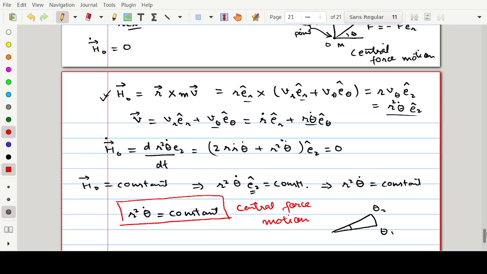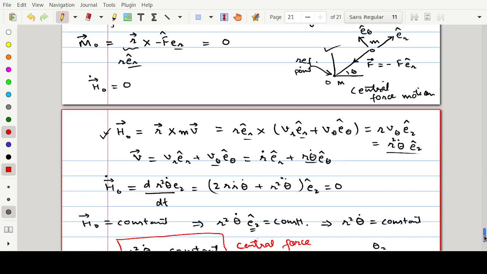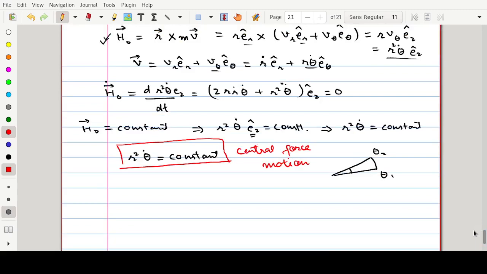What is central force motion? It is that motion in which force is always directed towards the origin, towards the point about which you are taking your moment. So that's it for momentum of a particle.